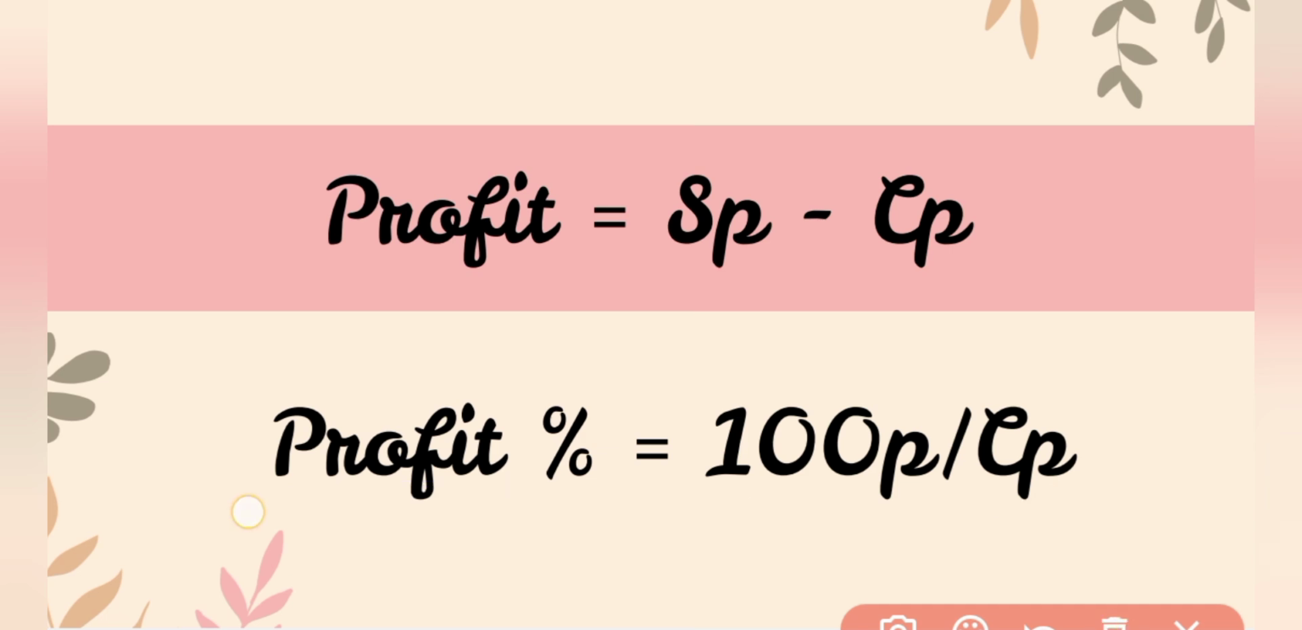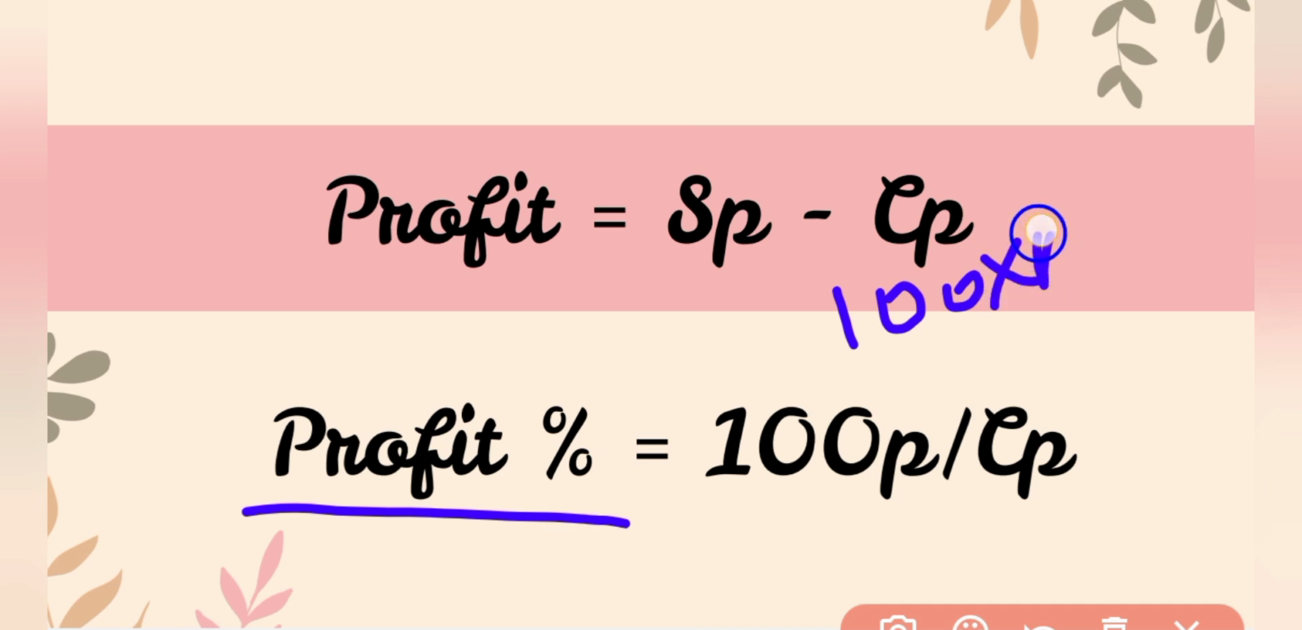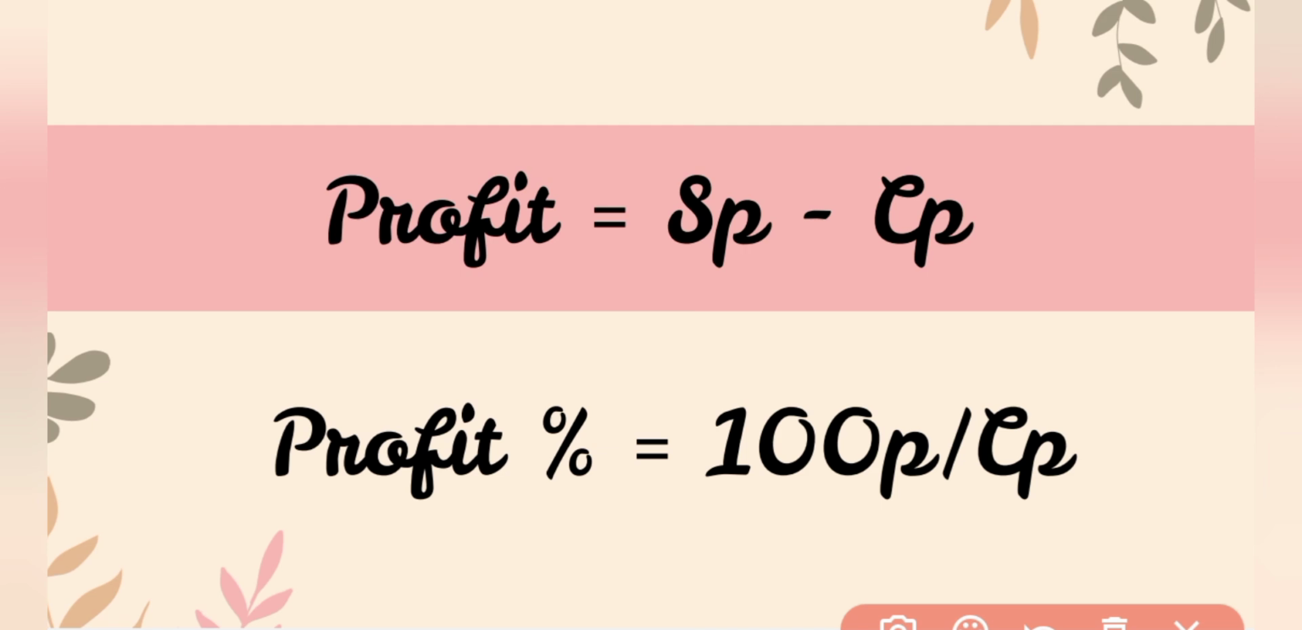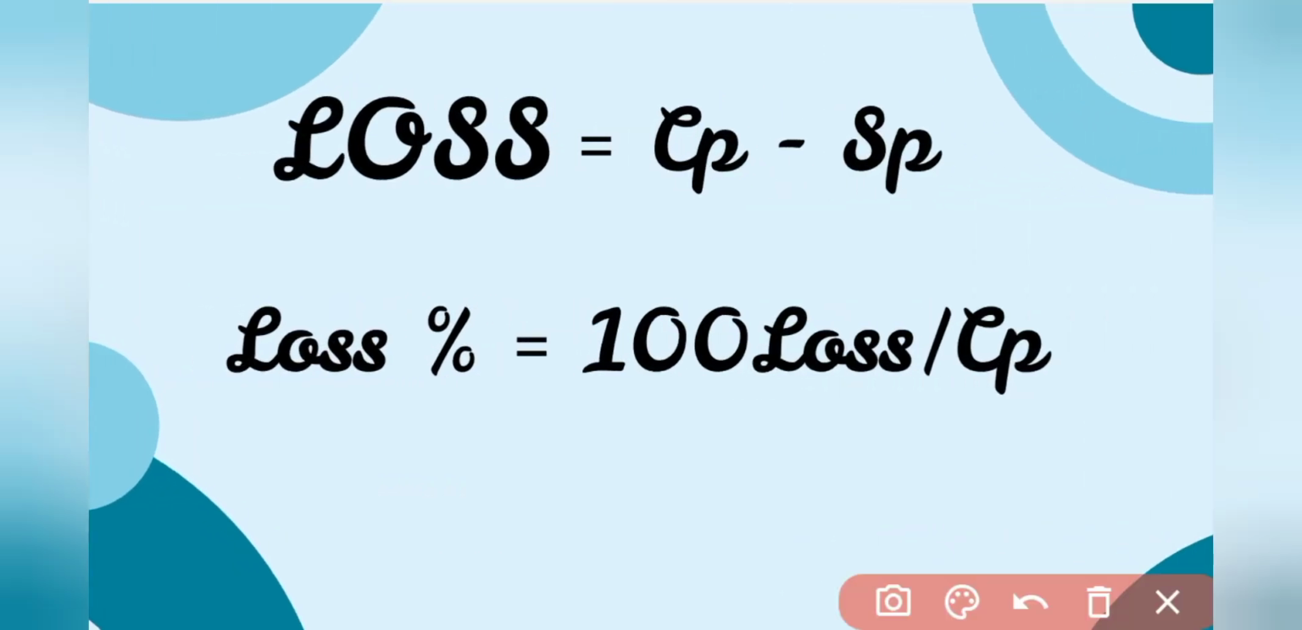Let us make it clear. To find profit percentage, meaning the percentage profit that you have gained, you have to multiply 100 with the profit and divide it by your cost price. So that is your formula for profit. Now let us come to our loss. So let us see about loss.